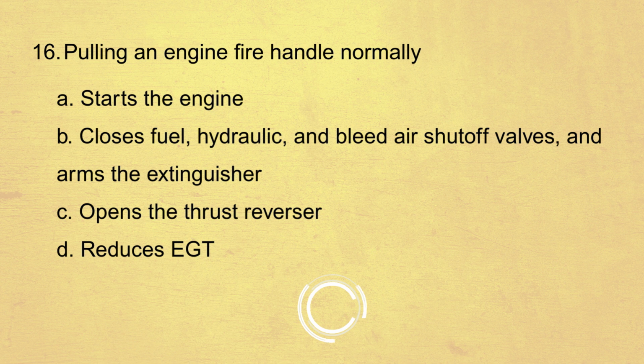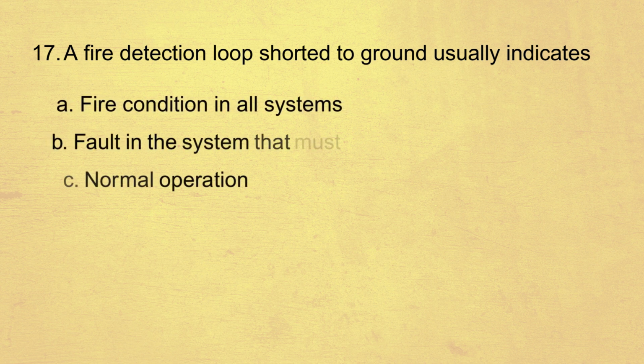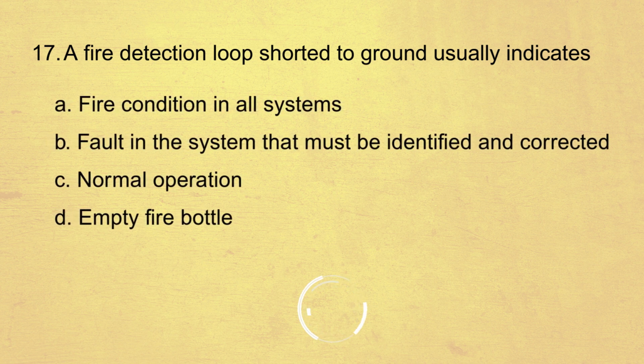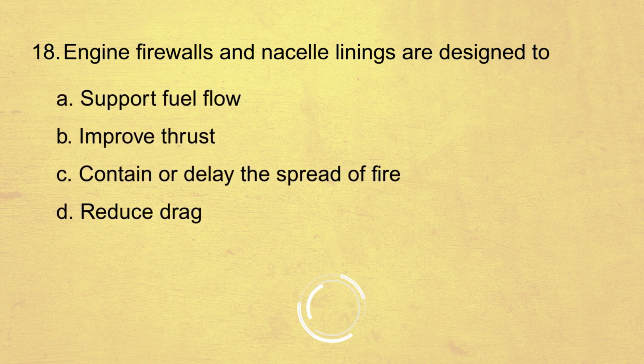Pulling an engine fire handle normally closes fuel, hydraulic, and bleed air shutoff valves, and arms the extinguisher. A fire detection loop shorted to ground usually indicates a fault in the system that must be identified and corrected. Engine firewalls and nacelle linings are designed to contain or delay the spread of fire.